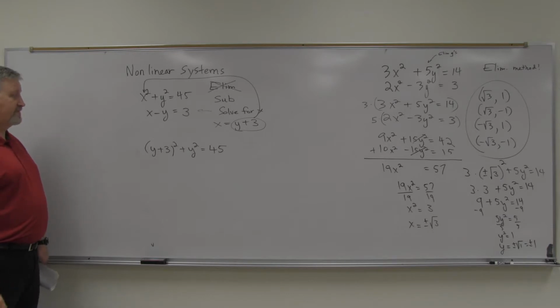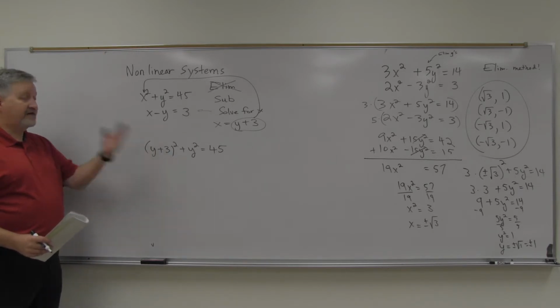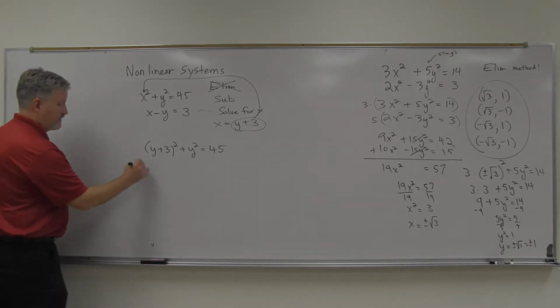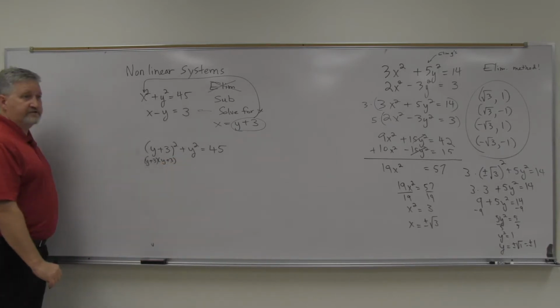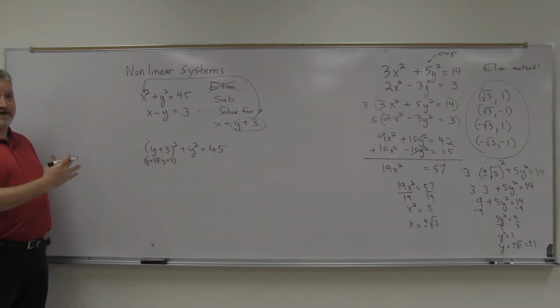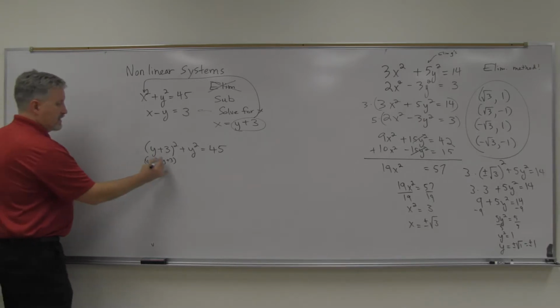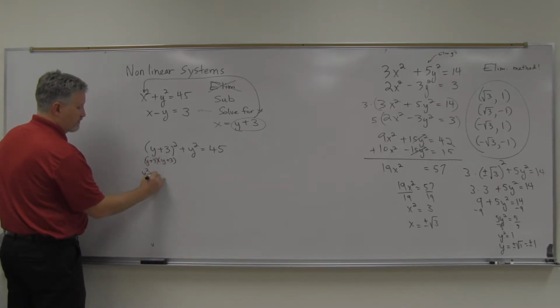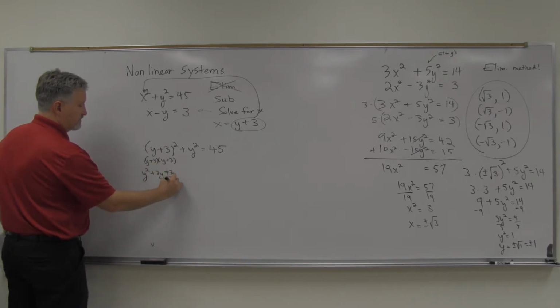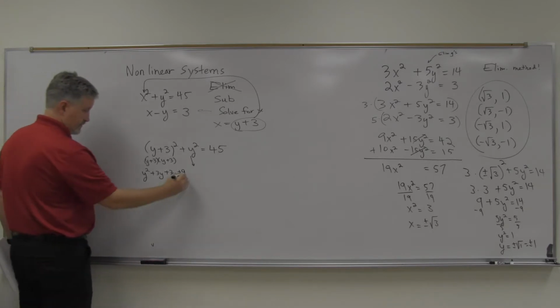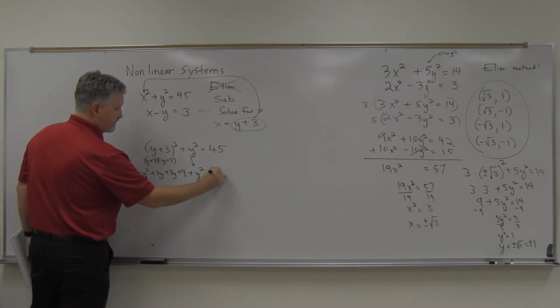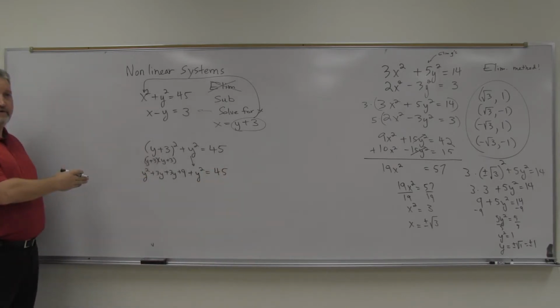Which is not too bad of an equation, but a little more complicated than we've seen previously. How do I do that? My suggestion is, let's go ahead and square out the y plus 3. Write the y plus 3 twice, because it is FOIL there. Y plus 3 squared is y plus 3 times y plus 3. So I've got to FOIL that out one way or another. Y squared plus 3y plus 3y plus 9. Now don't forget the other one that's with that. You still have the plus y squared equals 45. Okay? With me there?